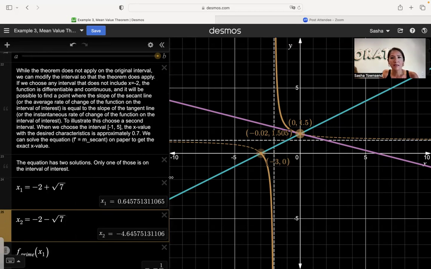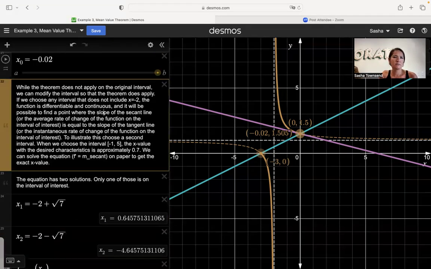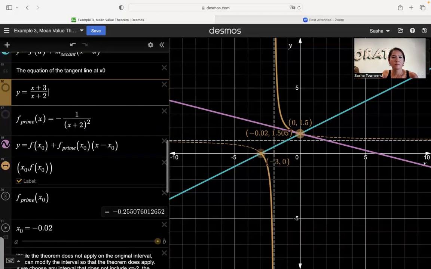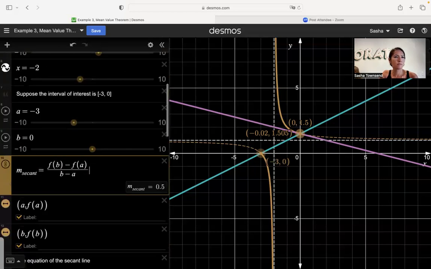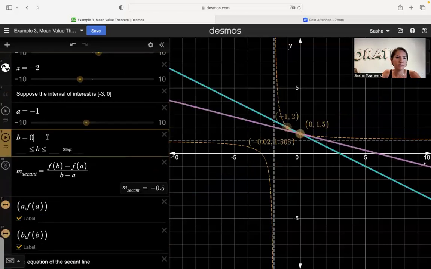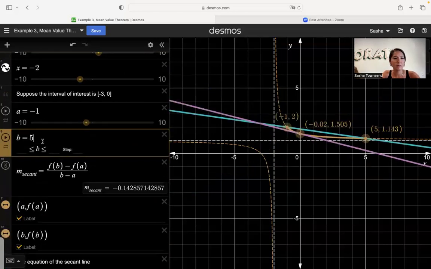Now, if we change the interval from -1 to 5, so that starts here at x equals -1 and goes all the way over here to x equals 5, the function is nice and continuous. So let's do that. So let my a be -1 instead of 3, and let my b be 5.